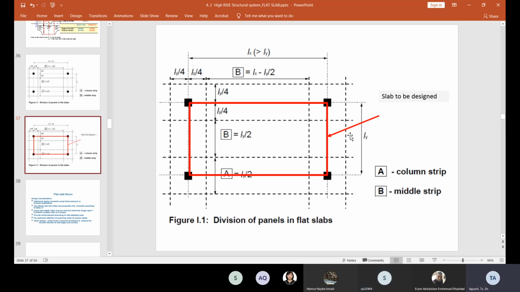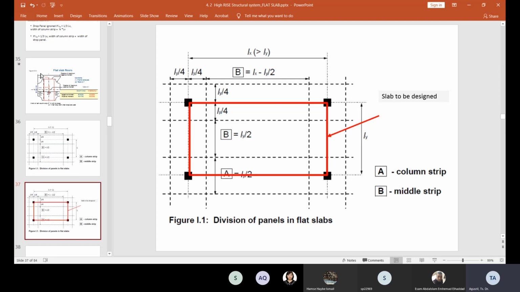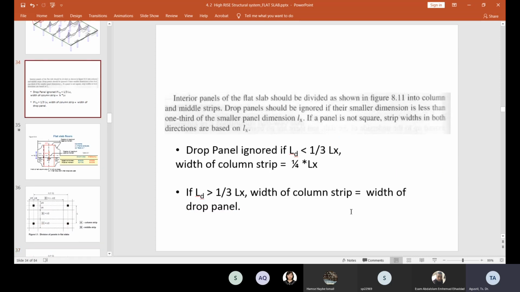Okay, so now clear. But if the LD, the width of the drop panel, is higher compared to 1/3 of the shorter span, then we can use the LD as it is. So this is the explanation on this.